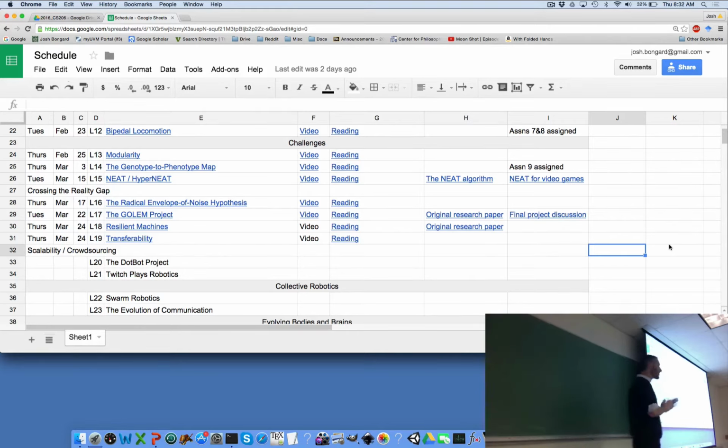So today in lecture 18, we're going to talk about the Resilient Machines Project. This was a project that I was involved with when I joined Hod Lipson, who was the primary investigator of the Golem Project at Cornell. So you can think of the Resilient Machines Project as sort of part two of the Golem Project. We're going to go through the details of the Resilient Machines Project today in lecture 18.